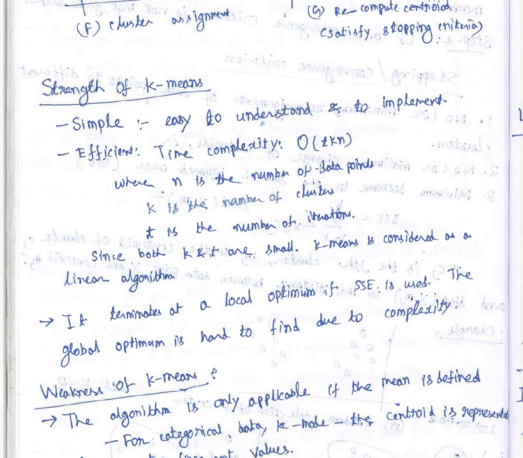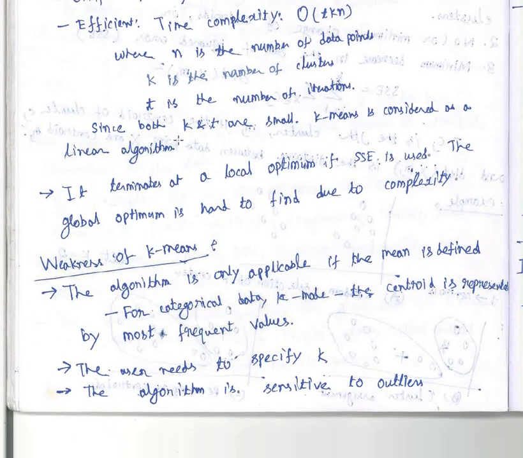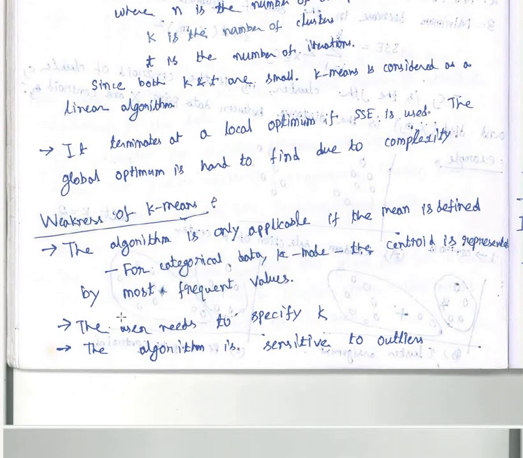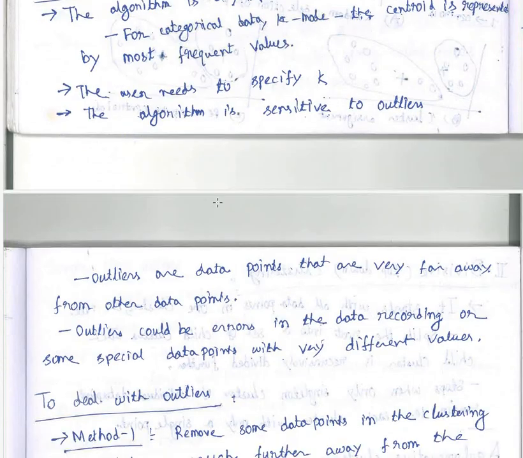Time complexity is order of tkn, where n is the number of data points, k is the number of clusters, and t is the number of iterations. So, weaknesses: it's applicable only if the mean is defined. For categorical data, k-modes, the centroid is represented by the mode. The user needs to specify the value for k. The algorithm is also sensitive to outliers.